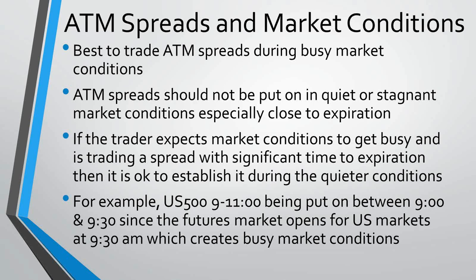So, for example, a US 500 9 to 11 a.m. spread being put on between 9 and 9:30, since the futures market opens for U.S. markets at 9:30 a.m., which creates busy market conditions. That's an example of when it might be quiet right before the open, but you might be putting on this 9 to 11 spread at 9:28. You're expecting it to start picking up in the next few minutes. That's fine.